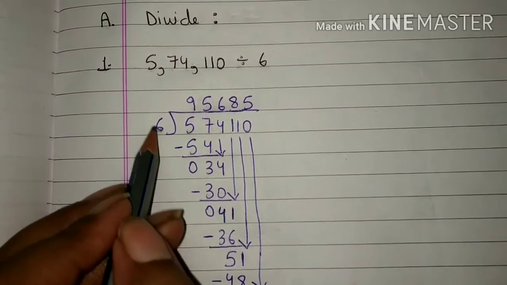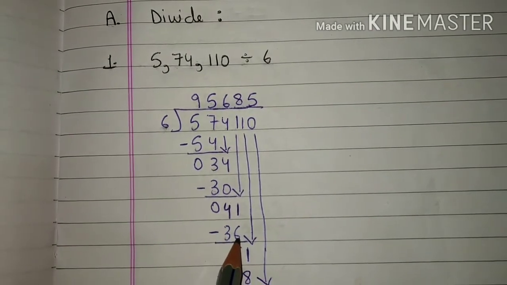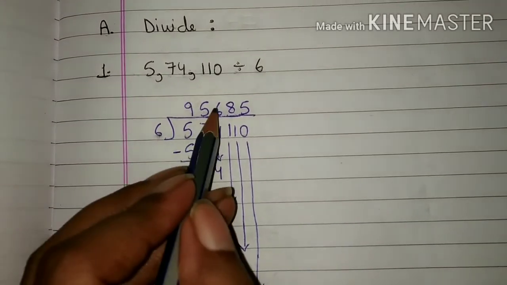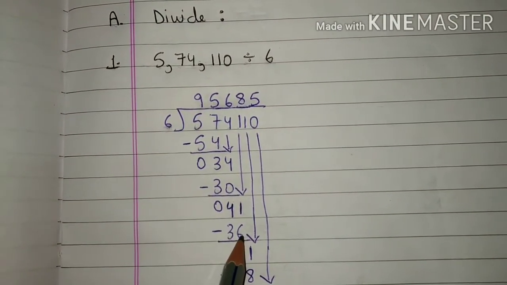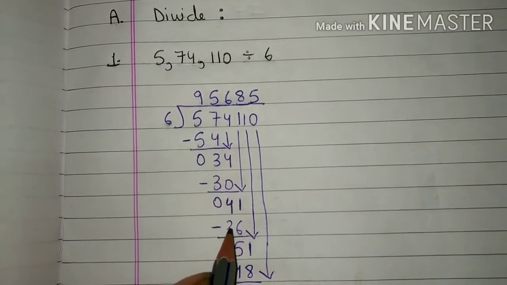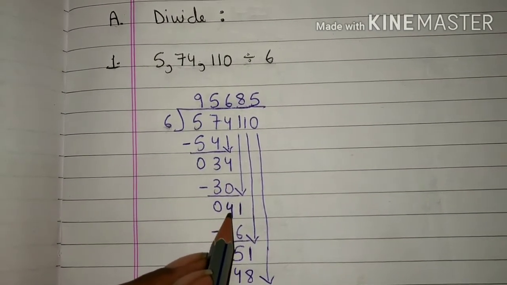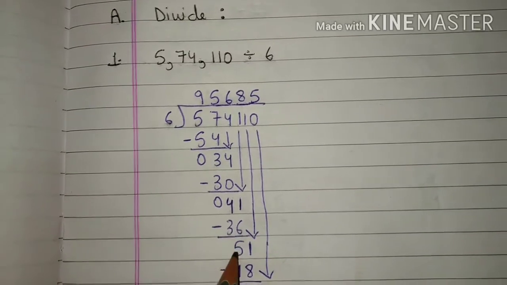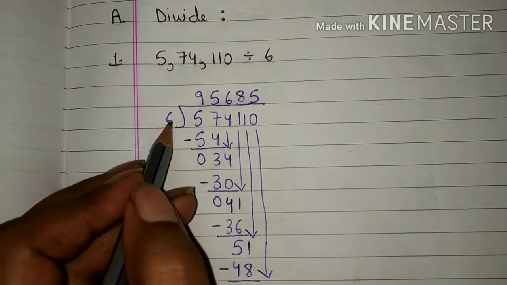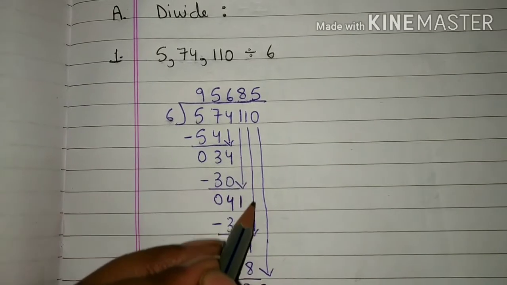Students, 6 into 6 is 36 and 36 is just smaller than 41. So, we will consider 6 into 6 is 36. Students, we will write 6 here and we will write 36 here. Now, we will subtract the number. 41 minus 36 will give 5. Students, 5 is smaller than 6. So, we will carry down next digit, that is 1 here.